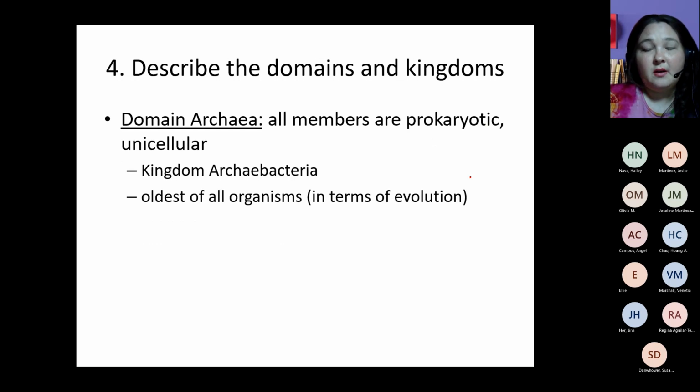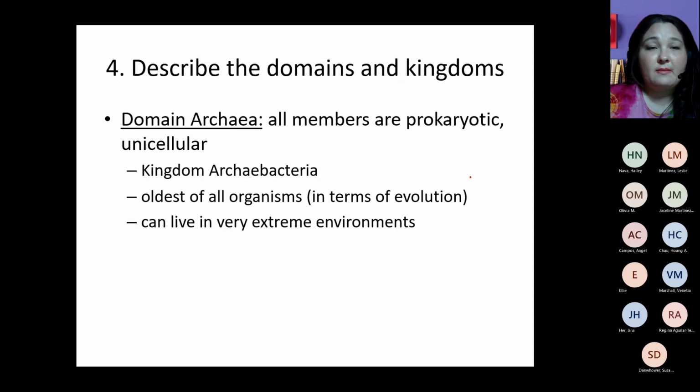Domain Archaea, all the members are prokaryotic and unicellular. There are many kingdoms, but you only need to know about the kingdom Archaebacteria. These are the oldest of all organisms in terms of evolution, and scientists believe this because they can survive in very extreme environments. Very salty, very acidic, very sulfuric, very hot, very cold.